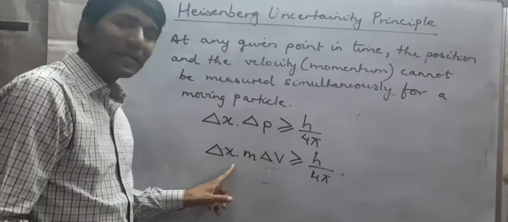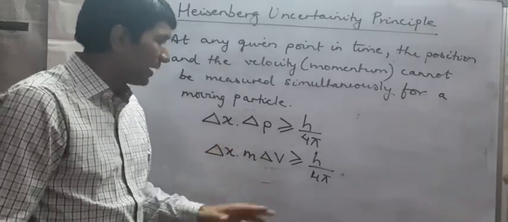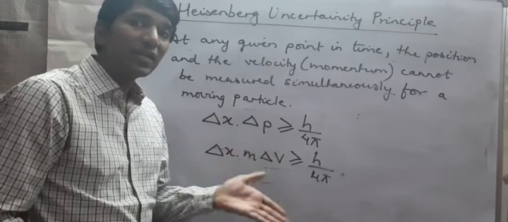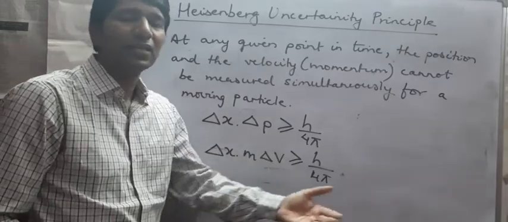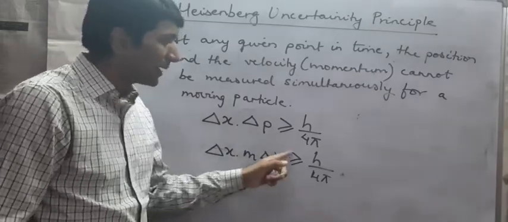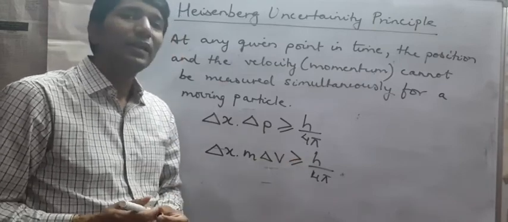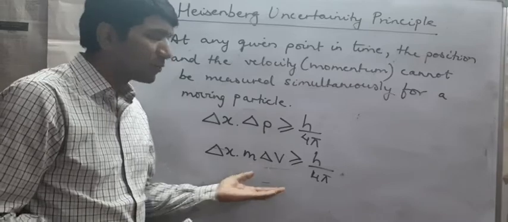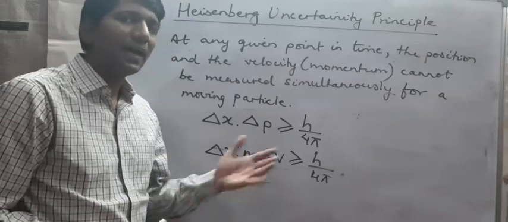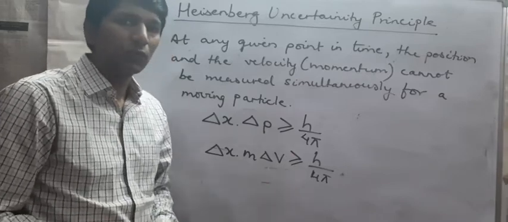So delta x is the change in position, whereas delta v is the change in velocity which will create the change in momentum, that is greater than or equal to h upon 4 pi. Now we don't have the derivation for the same, so you just need to understand this formula and solve the numericals which will follow this.